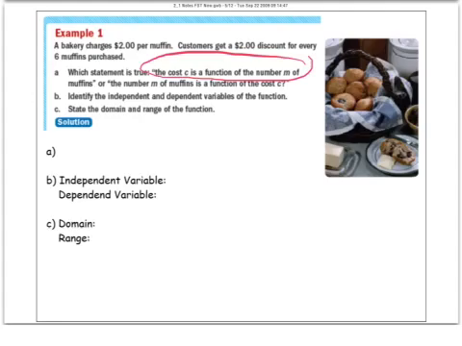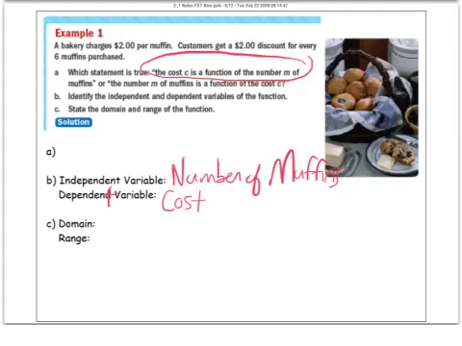That in itself is telling me which one is the independent variable. So if I say which is independent, which one when you go to the store do you typically choose? Do you choose how many muffins you want to purchase, or do you choose how much money you want to spend in general? Typically you're going to go to the counter and tell the person how many muffins you want. That's your independent variable. So the independent variable is the number of muffins. Therefore, the cost is dependent, with a T, on the number of muffins. So cost is your dependent variable.